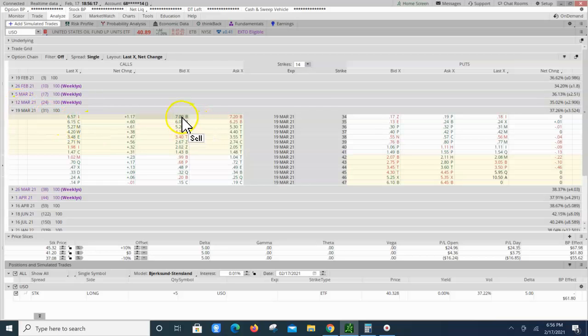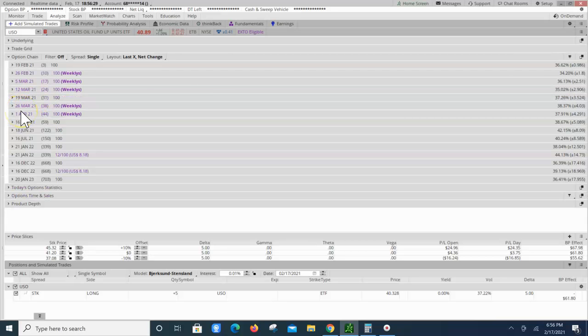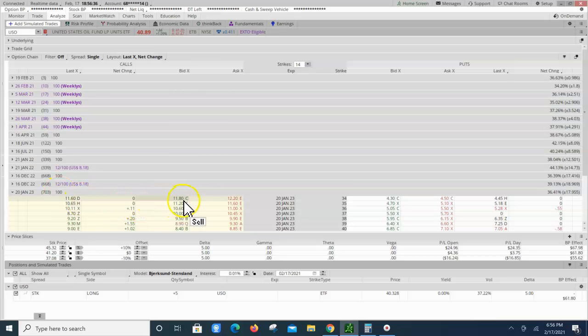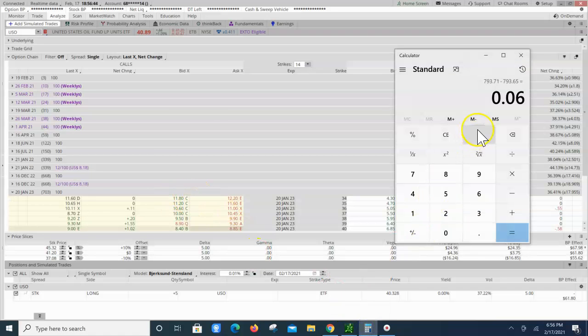So right here, you see the bid is right here. The ask is right here. If we buy it and we sell it, you already see we just lost 20 cents. But let's go out until January of 2023 and you'll see how big it gets. Look how big it just got. That bid-ask spread. So let's do the calculation on this option for this amount of time out.